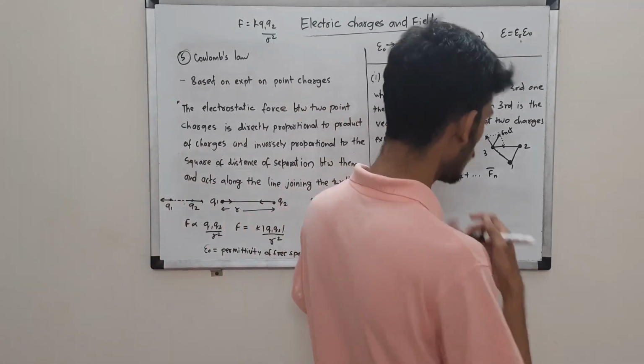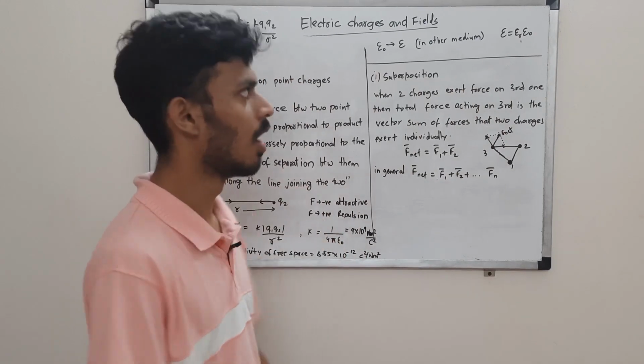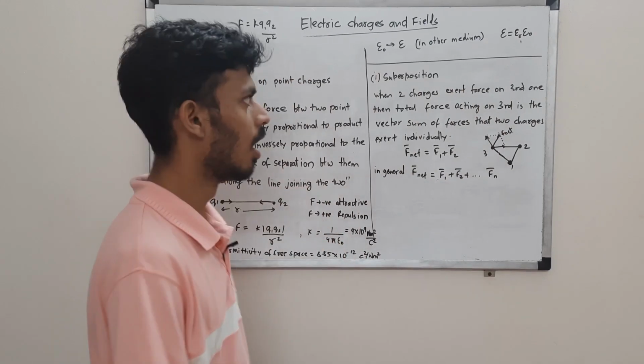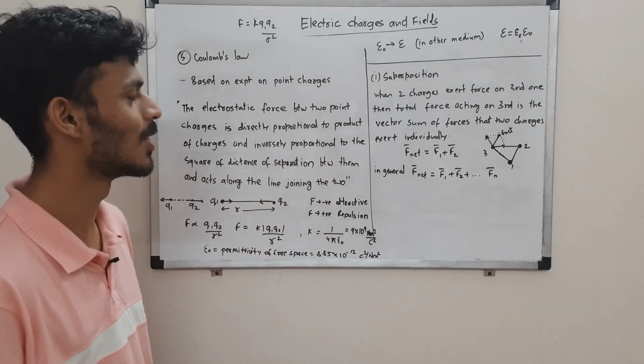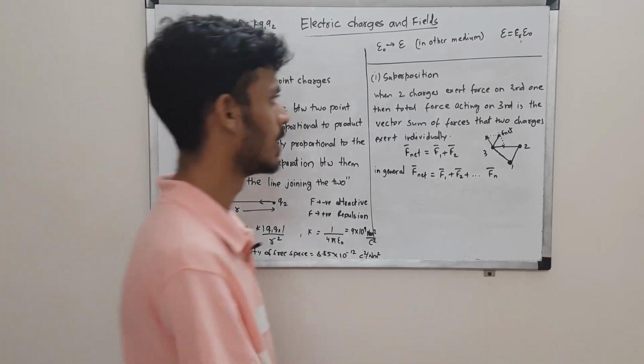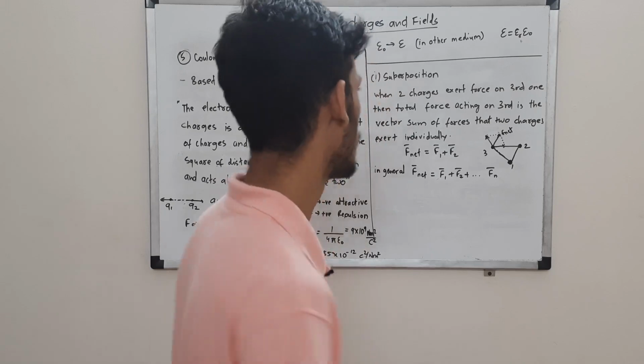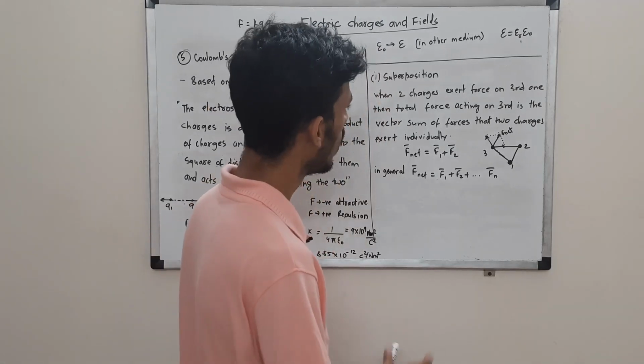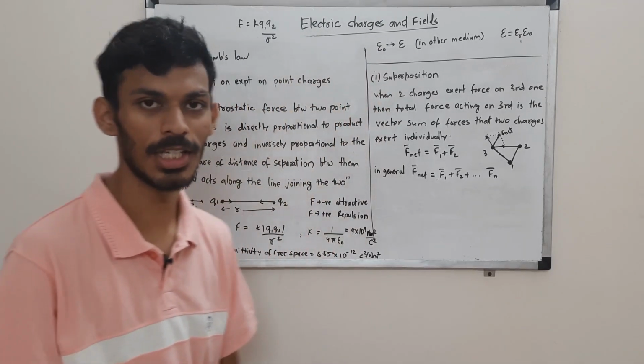Okay, so let's come to the properties of Coulomb force, or Coulomb's law. There are three properties. We'll just see the first one now, and we'll see the other ones in the subsequent section. So the first property is the superposition theorem.